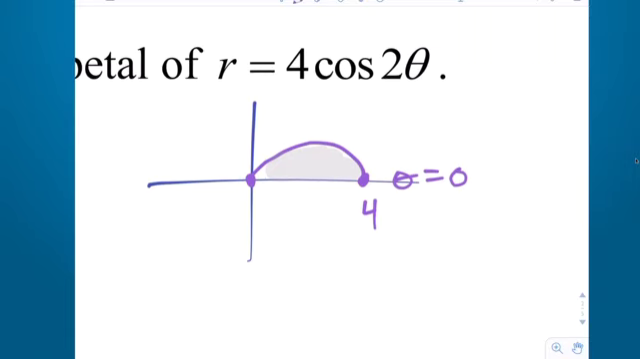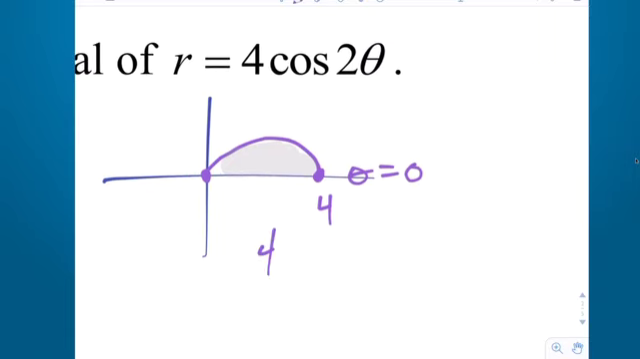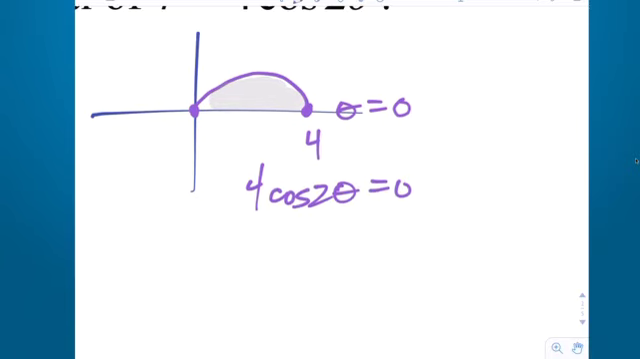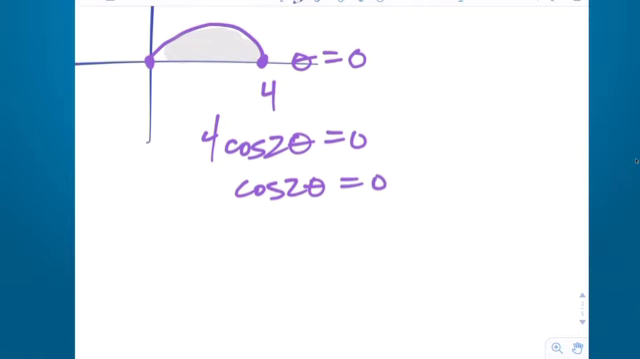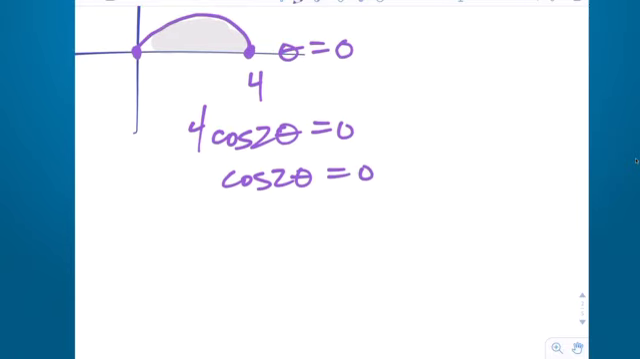So how do we find polar zeros? Set r equal to 0. So we've got 4 cosine of 2 theta, you set it equal to 0, you divide through by 4, and you still get 0. And now you want to know, where are the first 2 angles where cosine is 0? Pi halves and 3 pi halves.